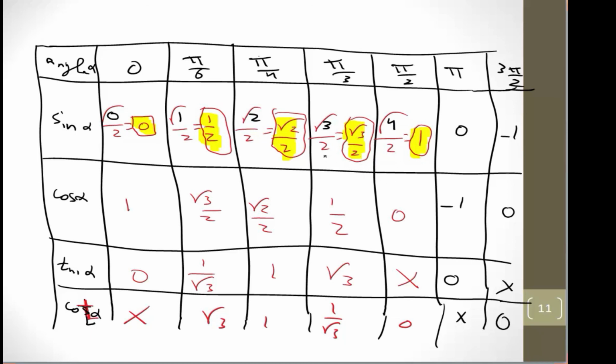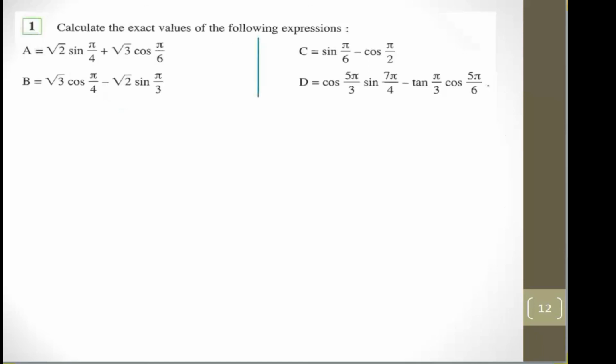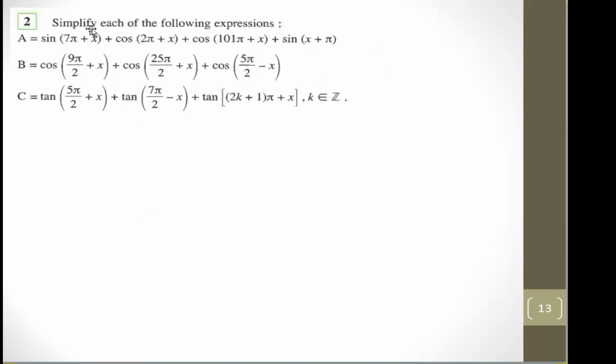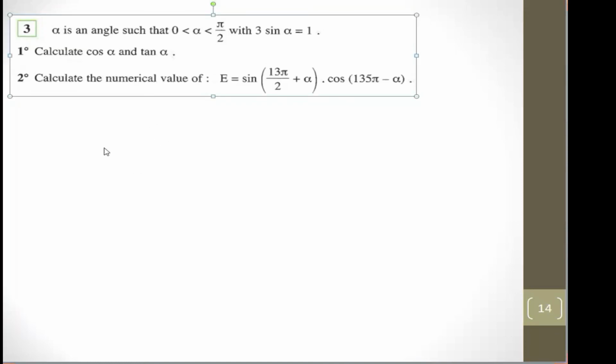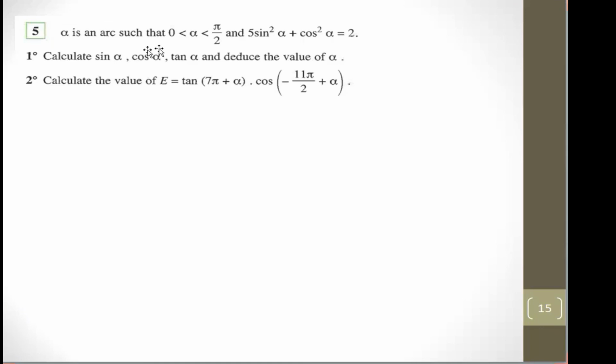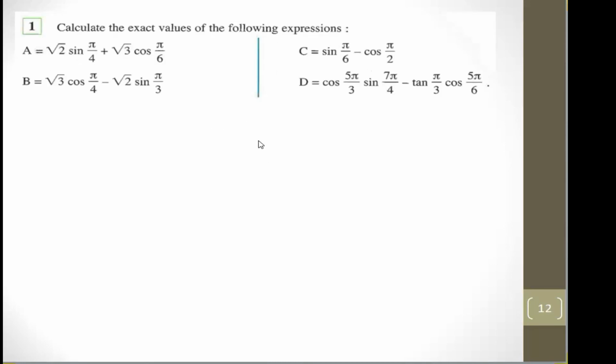Now I just give you some time to solve the exercises. Those exercises we can make them later. Exercise 1, just simplify. Exercise 2, simplify the following expressions. Exercise 3, exercise 4, or exercise 5. Okay, it's given some equations like that. So I'll give you some time to solve them, and later on we make a video just to solve exercises.